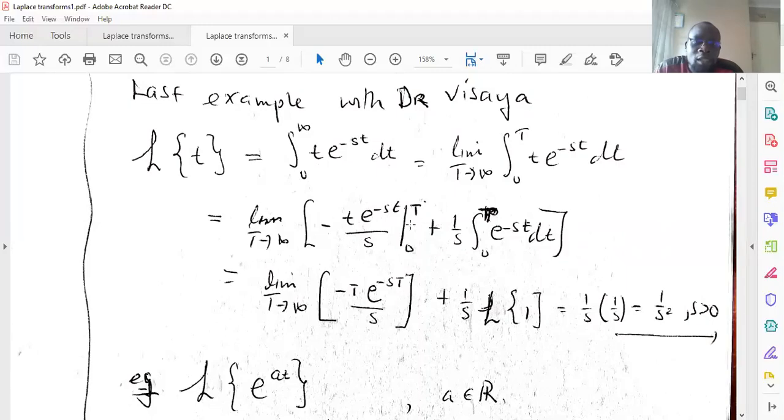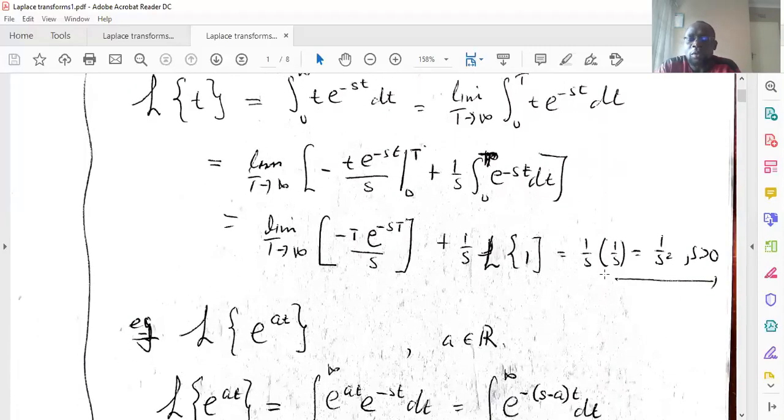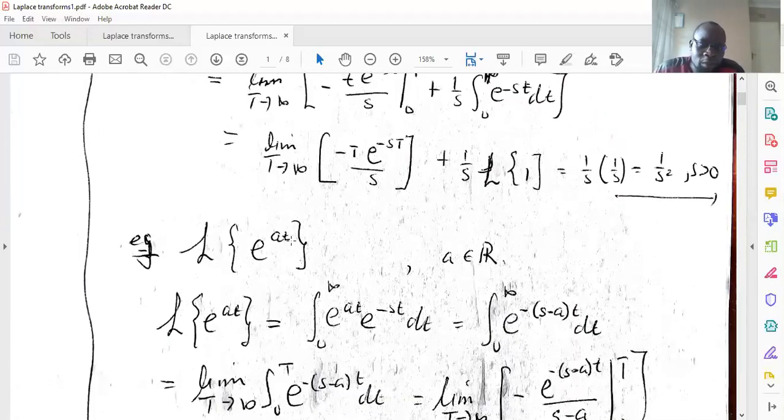For this expression here to go to 0, you need this condition. If this is not the case, then the whole integral will diverge. So this is what you did with Dr. Visaya. So there are different elementary functions that you can try, and one of them is the exponential function.